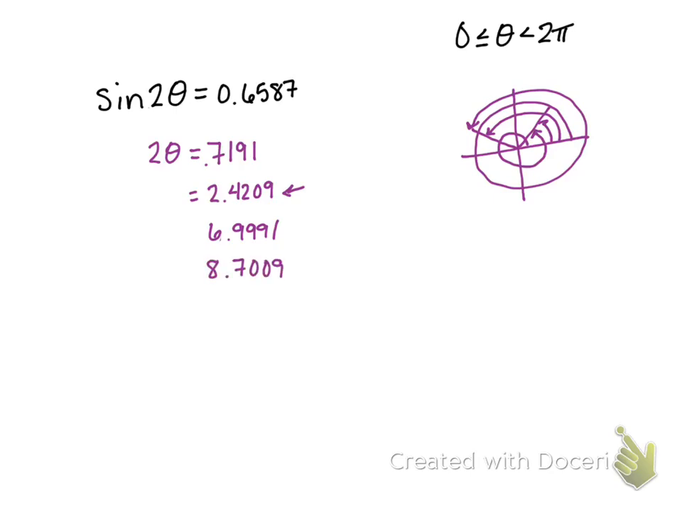8.7009. Because this guy right here is our reference angle. If we add a whole rotation, like going all the way back around, that's adding 2 pi or 6.28, and that's how we get 8.7009, and that's also how we get 6.9991 from 0.7191.